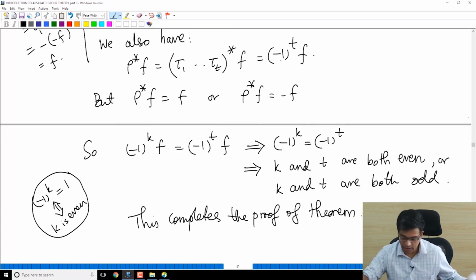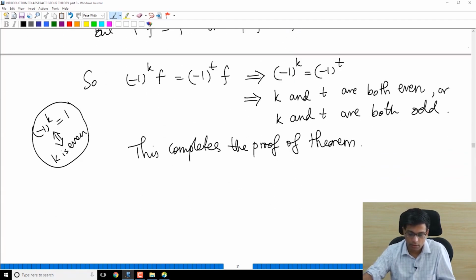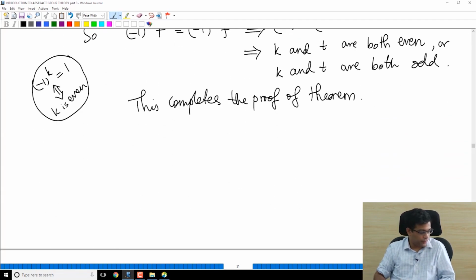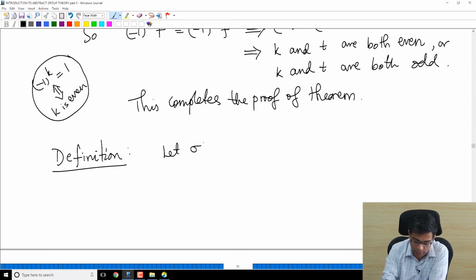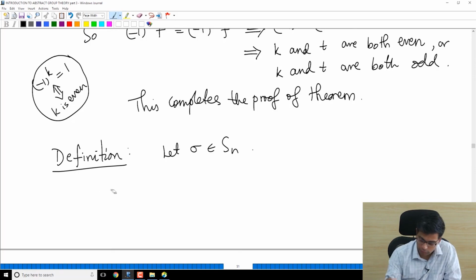So the theorem says that if you have possibly different representations of the same permutation, the number of transpositions there may not be the same, but whether they are even or odd is the same. So now using this, we have a very important definition. Let sigma be a permutation in Sn. Sigma is said to be even.